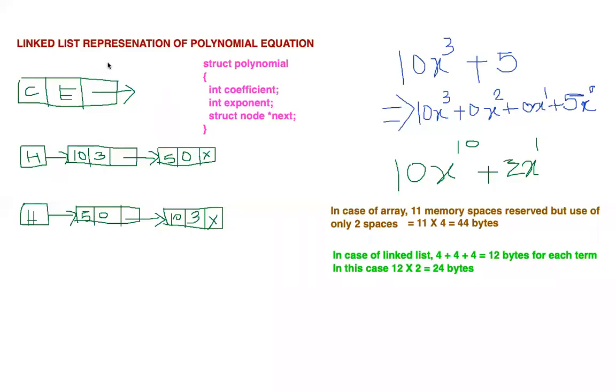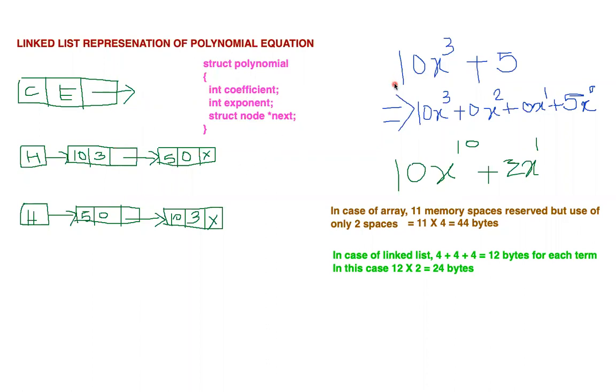In the linked list representation of the polynomial equation, each node of the linked list consists of 3 pieces of information. One is the coefficient, one is the exponent, and the next one is the next term information, that is the address of the next term. So the implementation will be like this: struct polynomial, int coefficient. We have considered the coefficient to be an integer type; you can take float also if it is a real number. Int exponent and struct node star next. This next means the address of the next term.